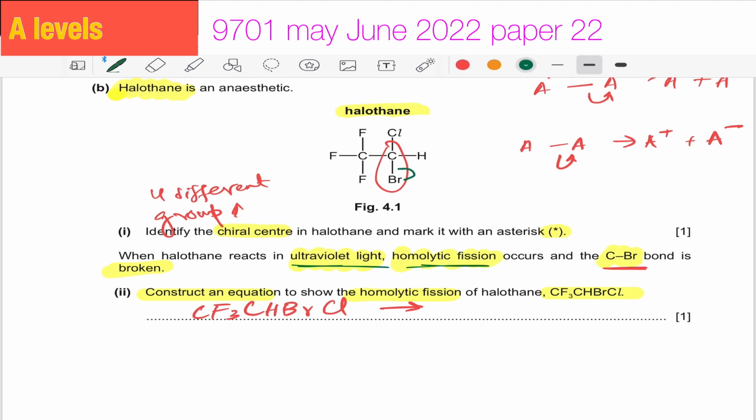This bromine will take back its electron and this carbon will take back its electron. So that means we get free radicals, a bromine free radical and CF3CHCl, because Br is lost. So we get 2 free radicals. One is the bromine free radical and the other one is this free radical. Both the bonds break and both the atoms take back their electrons.